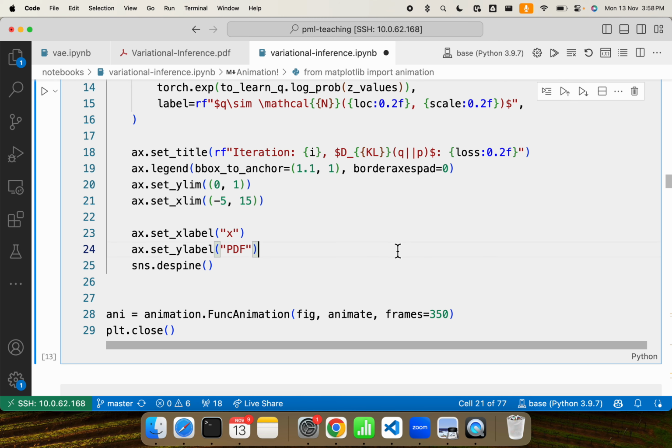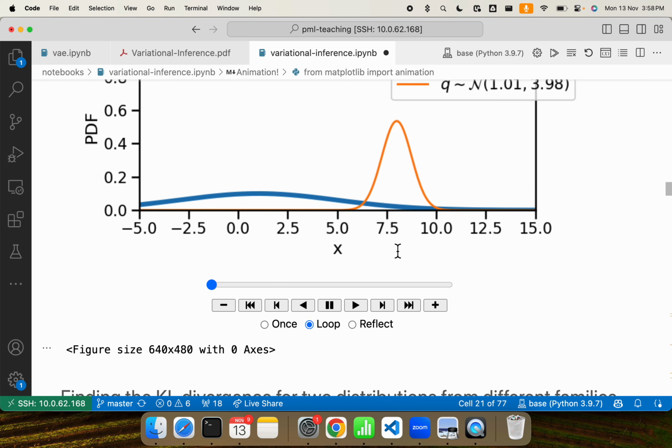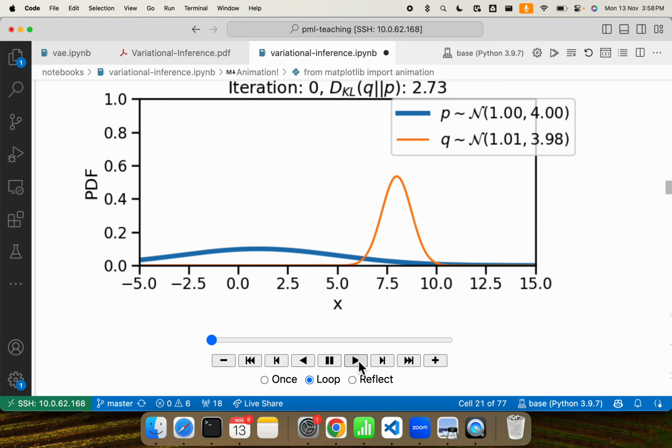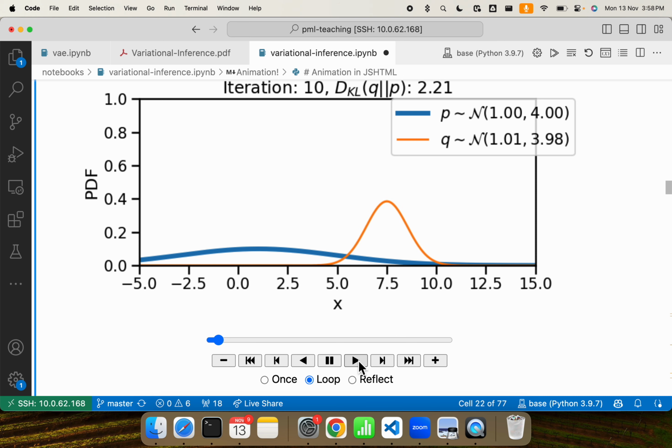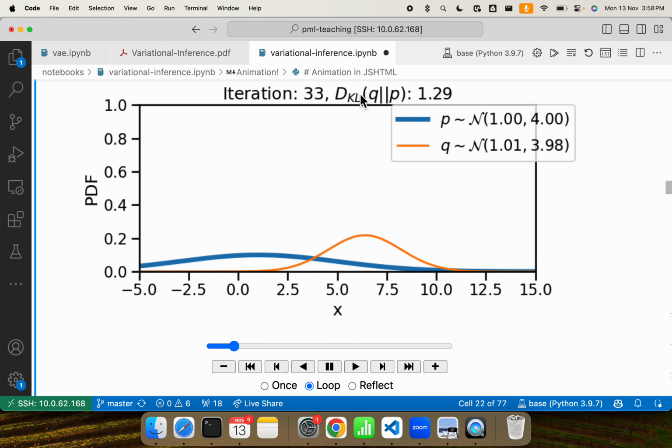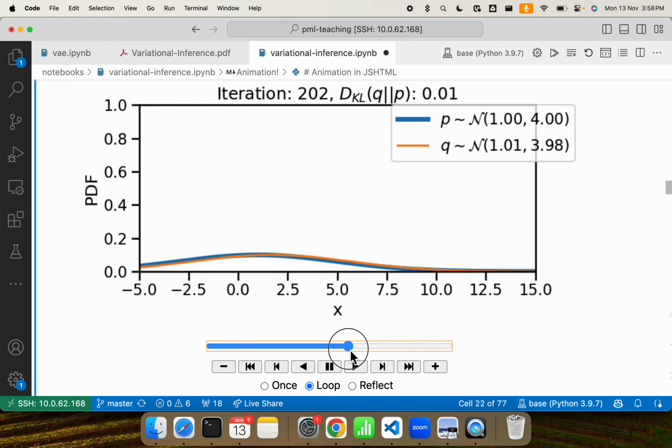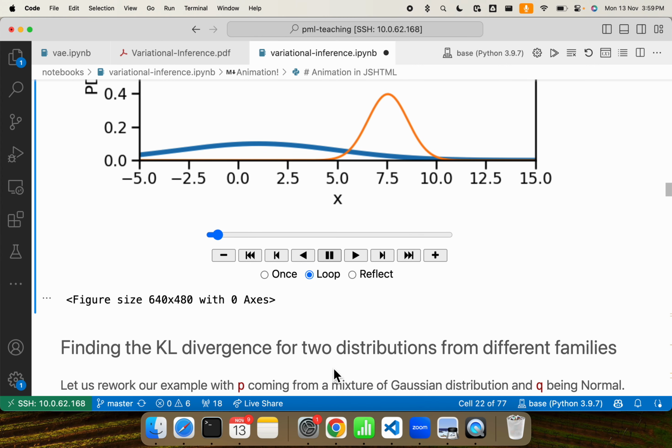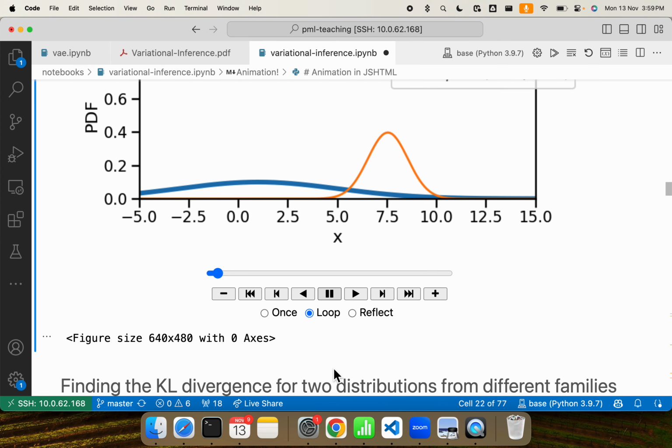And the animations are also very cool if you notice. Here Q is being improved, we are minimizing the KL divergence. You can see the objective is being reduced over the iterations, and Q is also trying to take the shape of P, and it will gradually just superimpose. Okay, this was an easy problem.